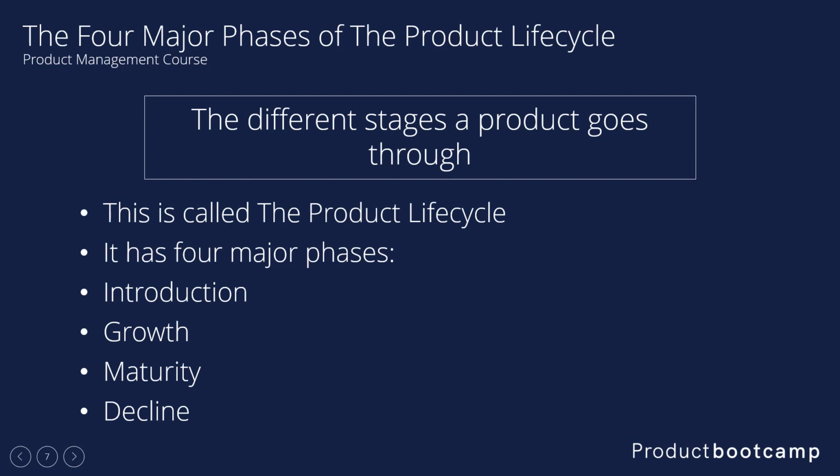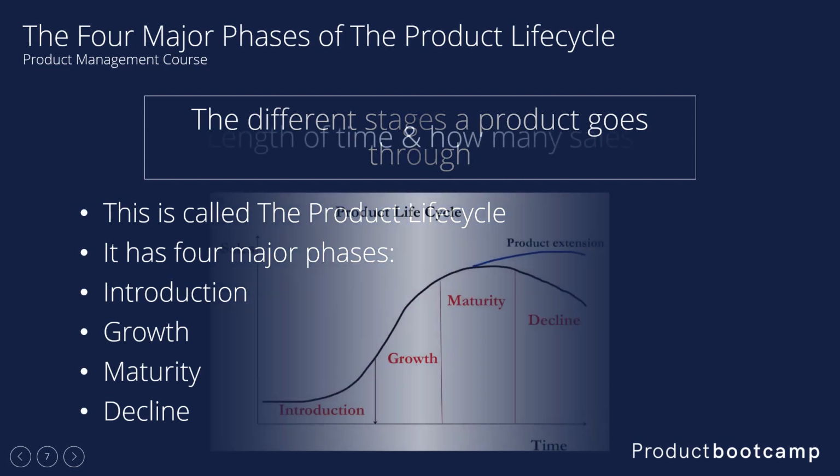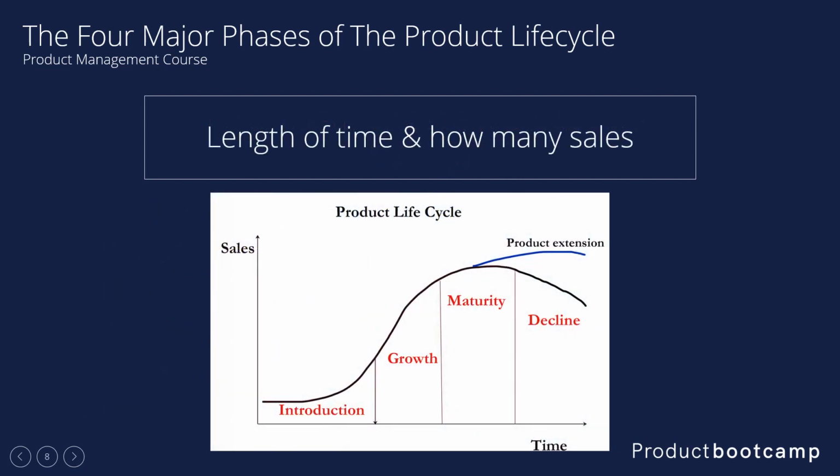This is called the product lifecycle. It has four major phases. These are introduction, growth, maturity, and decline. The easiest way to understand what stage of the product lifecycle a product is in is to look at how long it's been on the market and how many sales it's making. So let's have a look at each one of these phases.